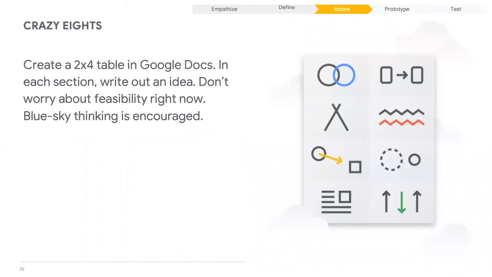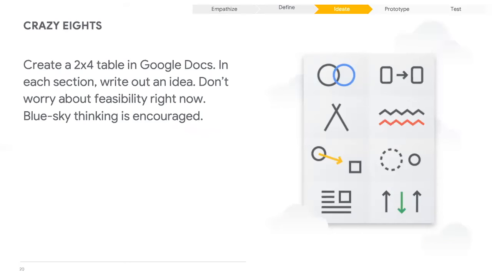Here's a popular ideation activity used a lot in Google design sprints. We will have a time to do this activity in a few minutes. Using a Google Doc, insert a 2x4 table, or if you prefer, fold a piece of paper into 8 rectangles. In each section of your table or rectangle, I want you to write out a different idea on how to solve your user's problem. Maybe you'll have 8 new ideas.